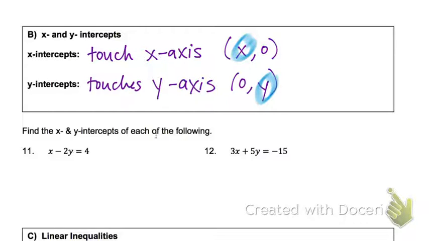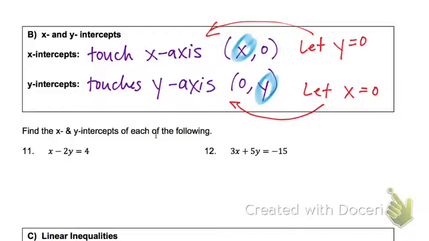To find these in an equation, you're going to let y equal 0 to find an x-intercept, and you're going to let x equal 0 to find a y-intercept. So it's the opposite.